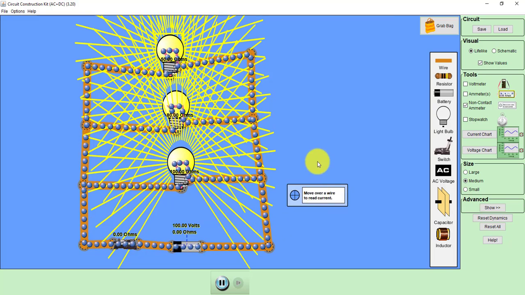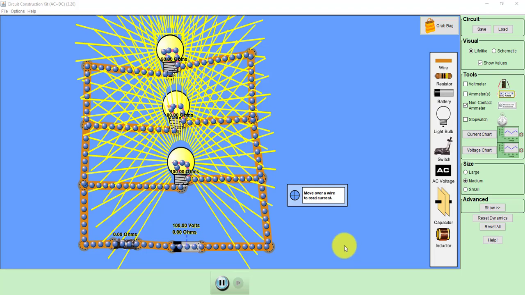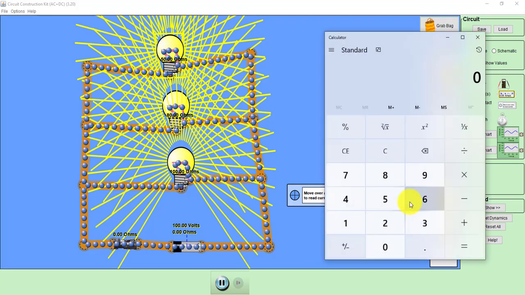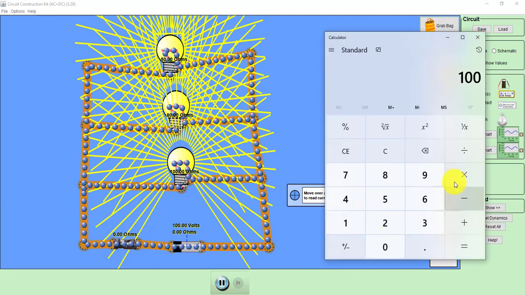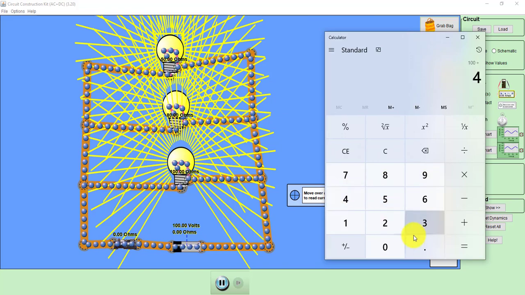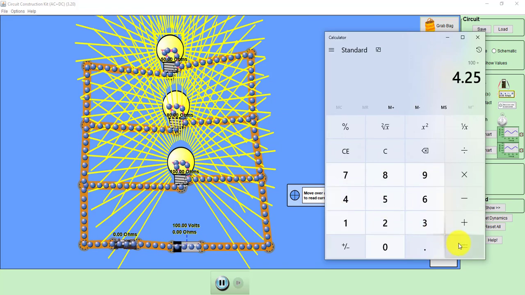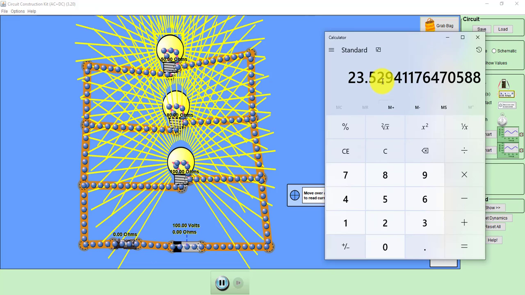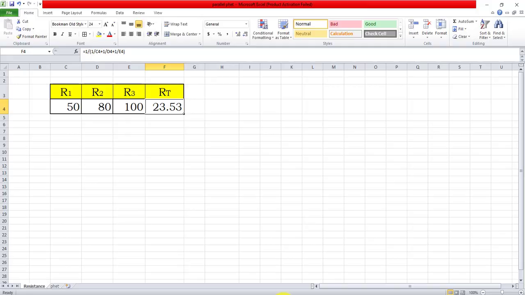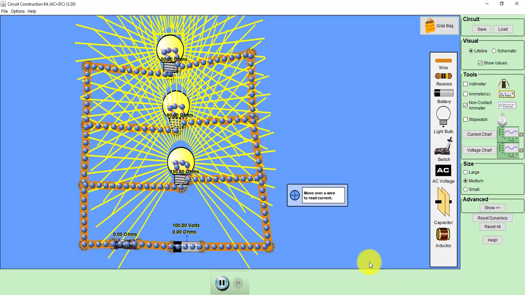So to verify this, let us take a calculator. 100 divided by 4.25. So it is 23.53. So as you can see, our answer is verified. So reciprocal of equivalent resistance is equal to sum of reciprocal of individual resistance. So that characteristic also we have verified.